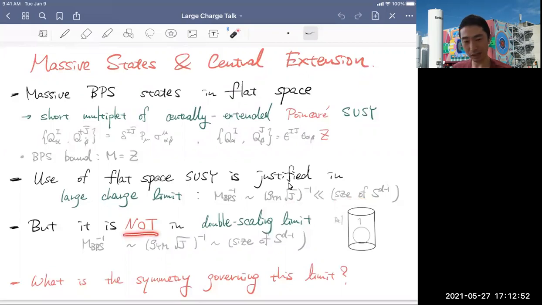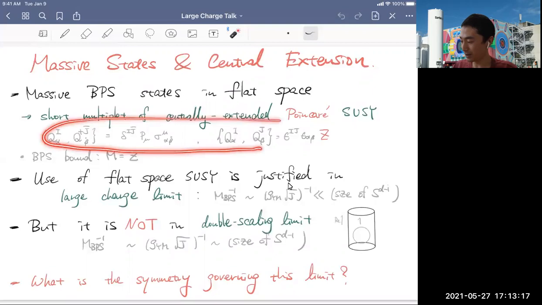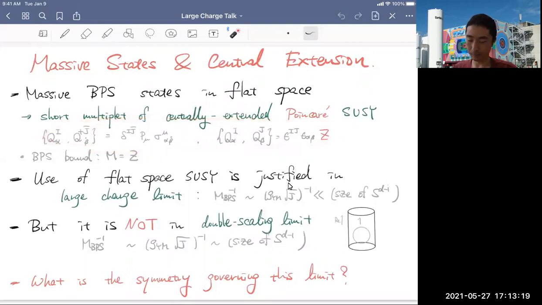However, it is not justified in the double scaling limit, because the mass of the BPS particle in the double scaling limit is just given by some order 1 number. So a BPS particle actually sees the fact that it is living on S^3 rather than on flat space. So in that limit, it's probably not appropriate to use this to characterize those states.